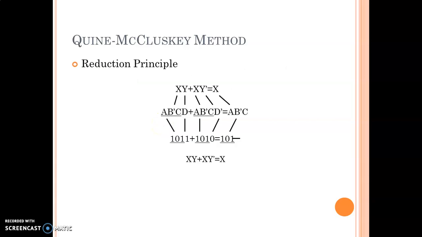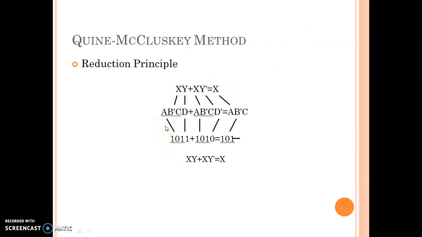The basic idea behind Quine McCluskey method is xy plus xy bar equals x, where x can be a variable or a group of variables and y is a variable. It means that when two terms contain the same variables and differ only in one variable, they can be combined together to form a new term which is smaller by one literal.